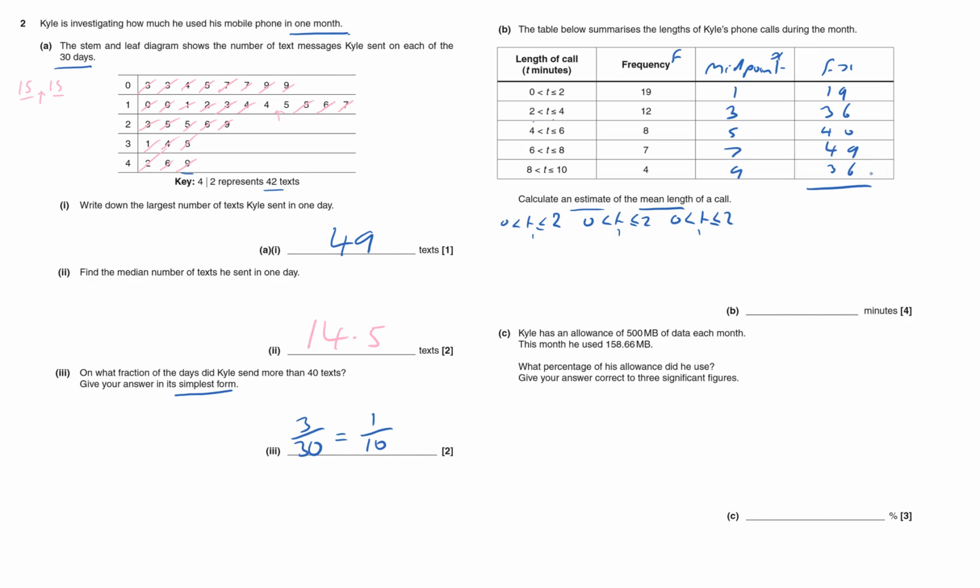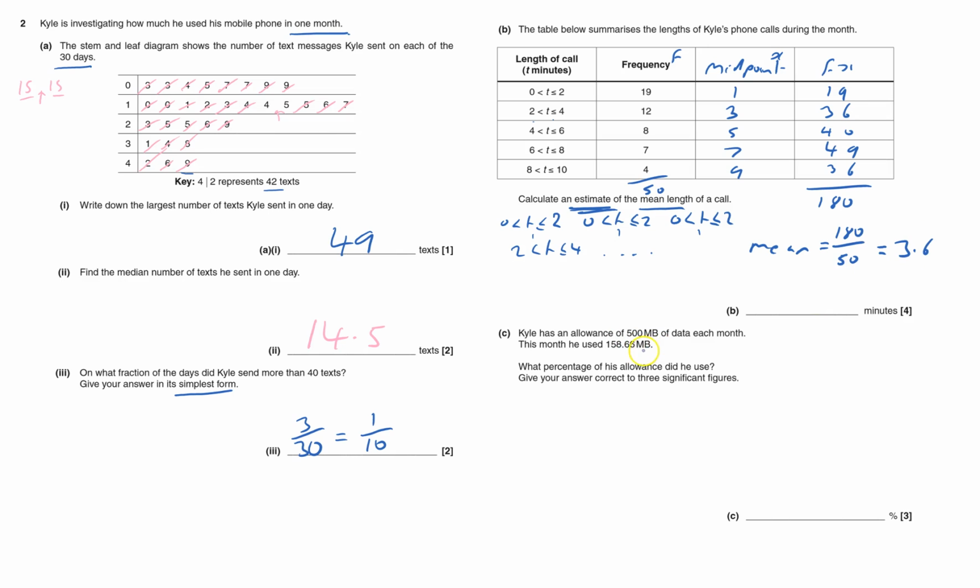I've got to add up the total of the fx column. That's 180, the total length of calls. I need to divide by the number of calls, and that's the total frequency. There'll be 19 of those 0 to 2s, and then 12 of the 2 to 4s. If I add up this column here, that's 50. The mean is only an estimate because I don't know that they're all in the midpoint. I'm having to guess that bit. The mean is the total, 180, divided by 50. With a calculator, that's 3.6.